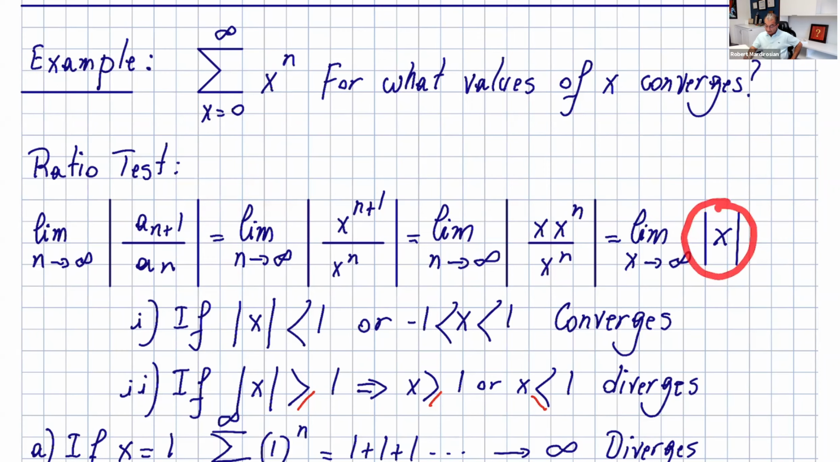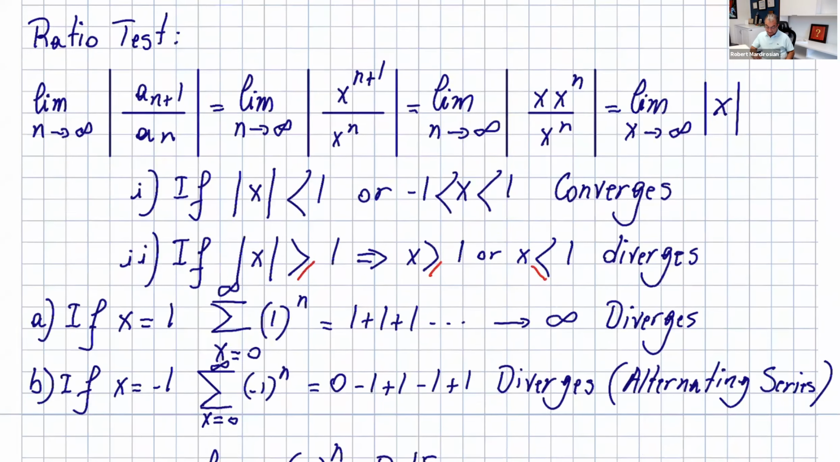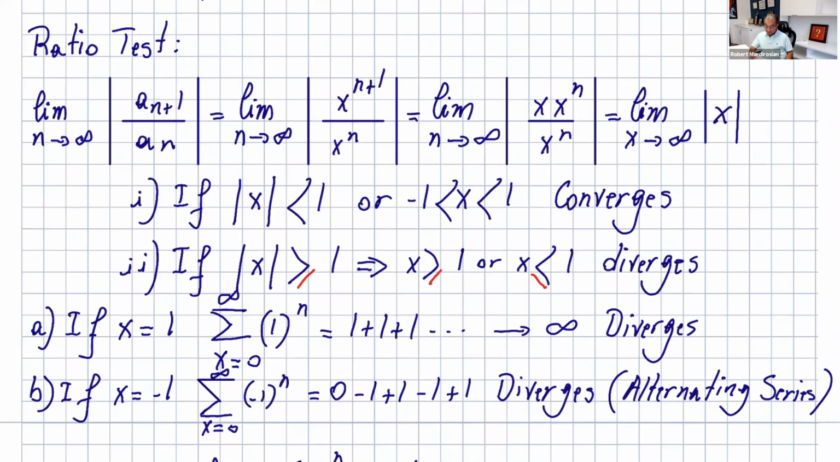In order for this to converge, the absolute value of x, from the ratio test again, has to be less than 1. That means x is between -1 and 1, so it's going to converge. If the absolute value of x is greater than 1, that means x is greater than 1, or x is less than -1, then it diverges. However, here I put red lines because we don't know what happens at the endpoints of the interval. So we have to test it.